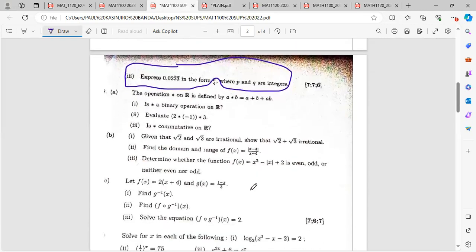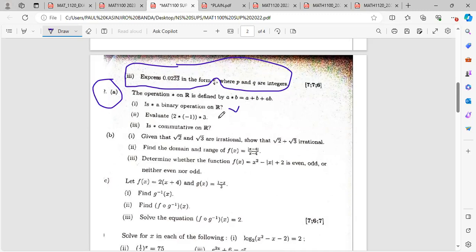I want to do some binary, then we can solve some functions now. Let us look at this question here, number 2A. They're saying the binary operation star on real numbers is defined as A star B is equal to A plus B plus AB. A plus B plus AB. Then, is star a binary operation on real numbers? So they're asking us to prove that star is a binary operation.